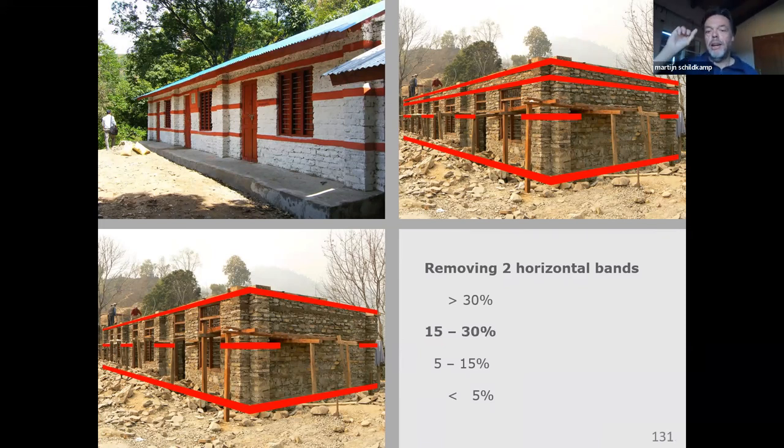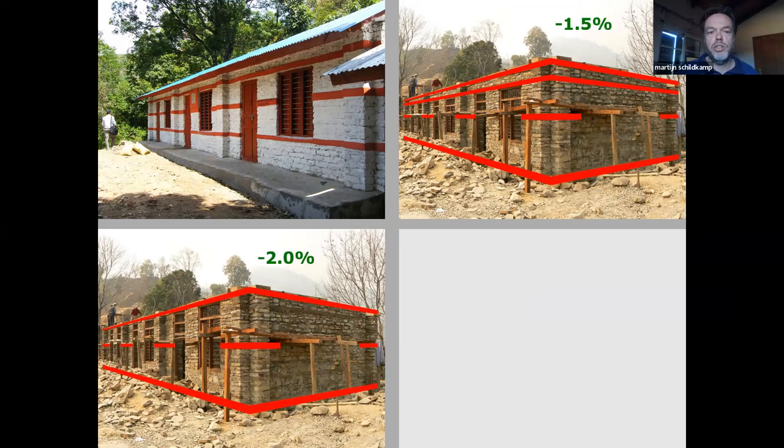All right. The most guessed answer is this. When I ask this question, and I've asked this all over the world, the most guessed answer is between 15 and 30%. But the answer is just 2%. So I have to admit that even I was a bit surprised by this. I said, okay, how can it be this little?